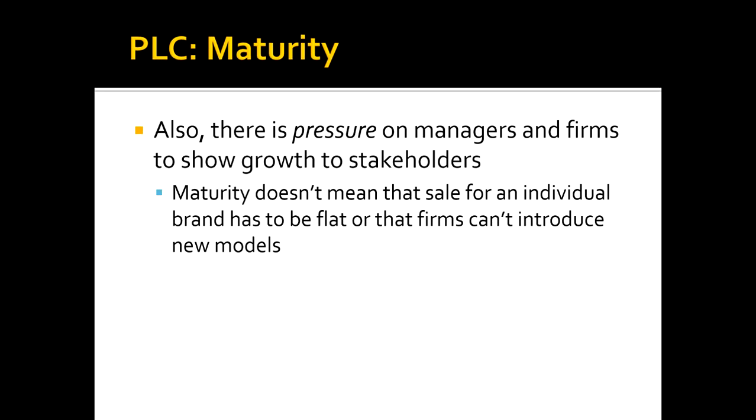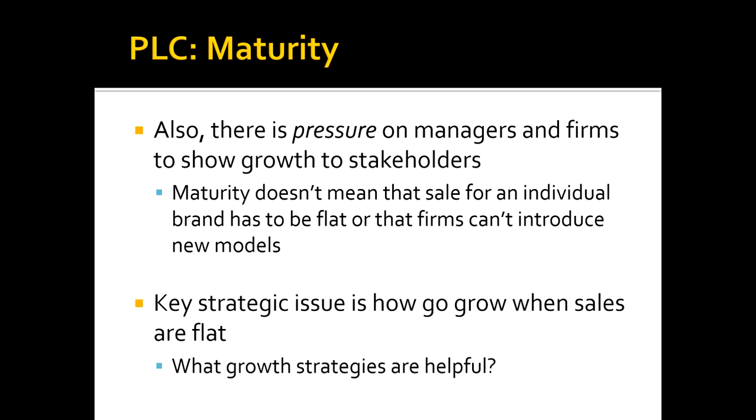It's just that when you do the product life cycle, you have a collection of the strong brands and the weaker brands. So you can still increase your sales during maturity. And there's a lot of pressure on companies to do that. So that's really the key strategic issue: how do you grow your sales when the market's not growing anymore, when it's flat? So you need some help with growth strategies.